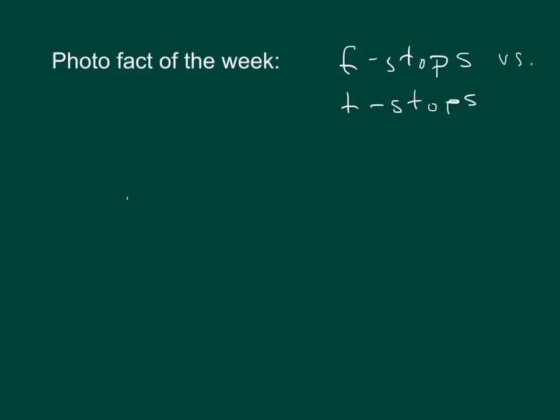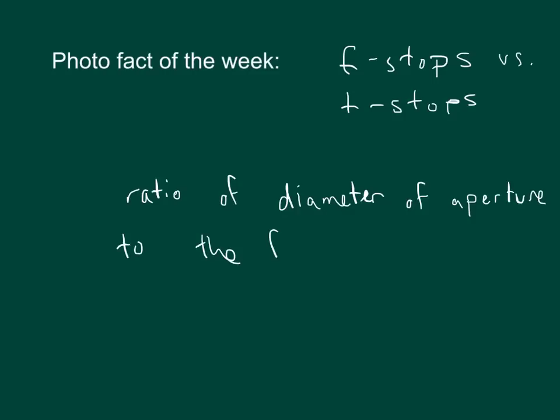An f-stop is the ratio of the diameter of the aperture to the focal length of the lens. And if you've never really thought about it, let's just take a second to think why we might want to represent an f-stop as a ratio. It actually makes a lot of sense.